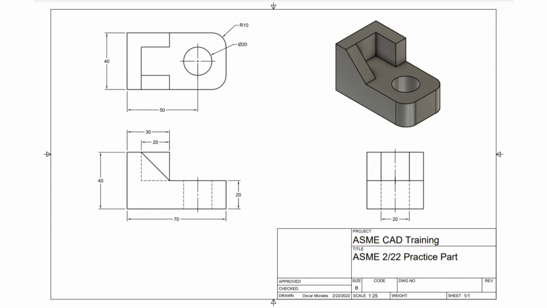Oscar, is that in millimeters? It's in inches. It doesn't matter, but I use inches. The rounded edges have dimensions? These? Yeah, it's radius 10. Radius 10 inches. Yeah.